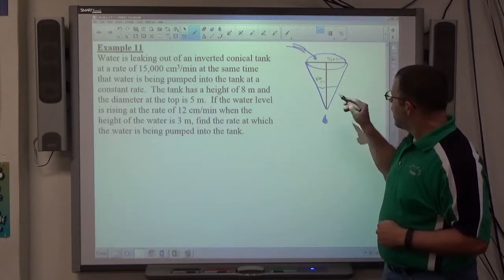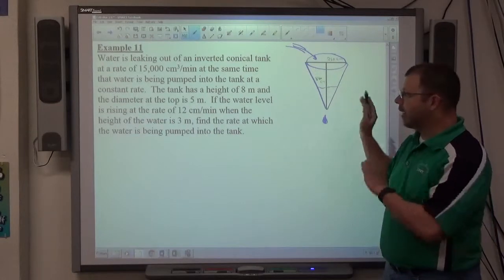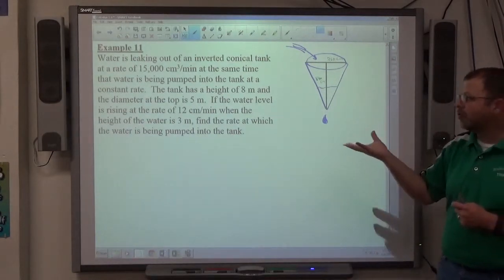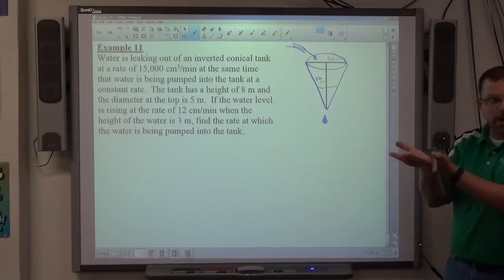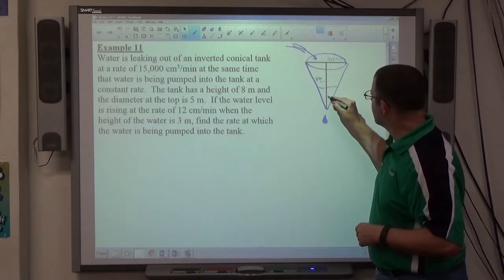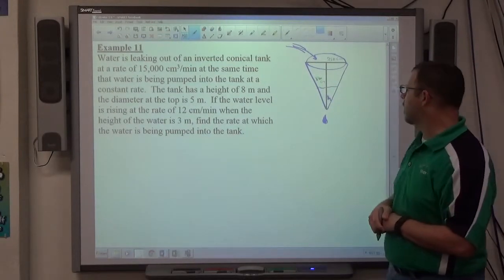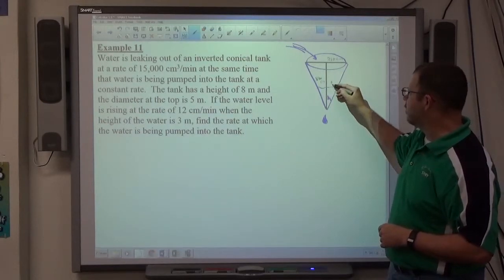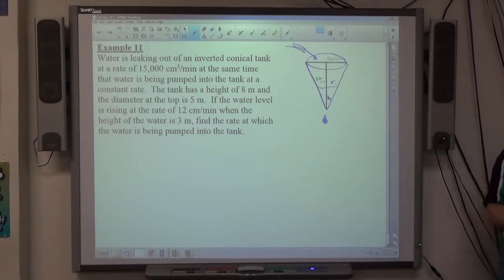All right? And we know the height of the water at the moment in time we care about, but the height of the water is changing, right? It tells us the height of the water is changing 12 centimeters per minute. So it's rising in this tank as we go. So the height of the water is a changing dimension. So I'm going to put an H there for the height of the water. And wherever the water's at, the radius is also changing. As the water gets higher up, the radius is getting bigger. So the radius is increasing, the height is increasing as the water goes up. If the water was going downward, the height and the radius would both be decreasing.